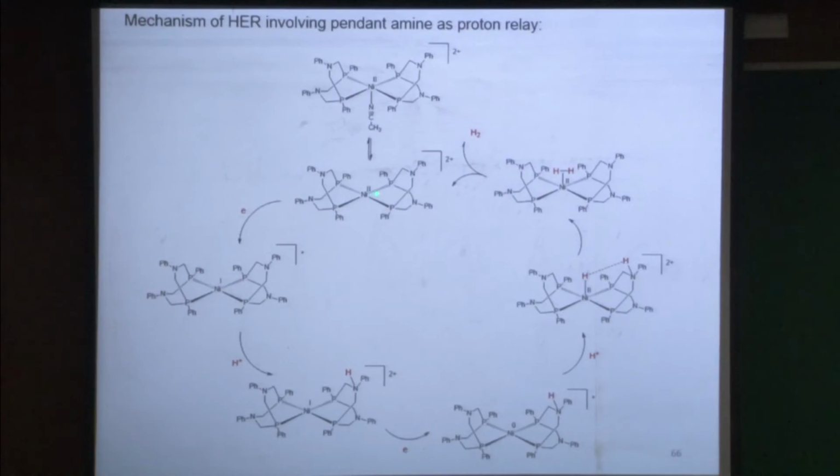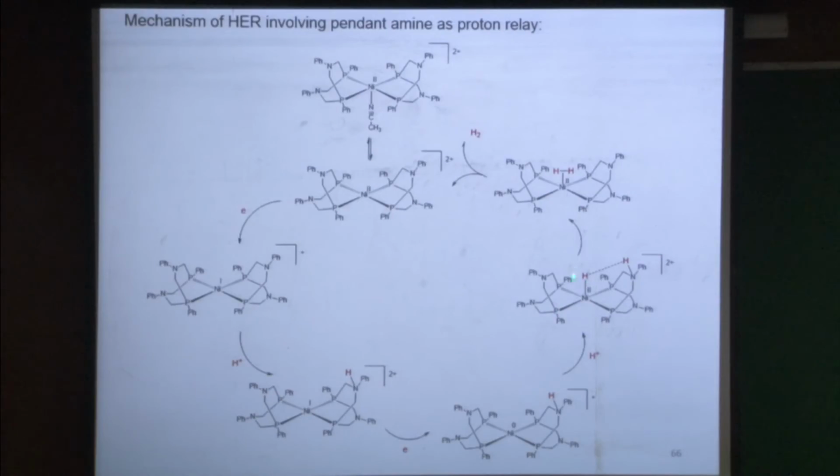No, sorry, nickel 2 to nickel 1. And then you protonate it. But it's proposed the proton goes to here because this is protonated. Now it's proposed then you reduce nickel 1 to nickel 0. Okay, so this is fine. Then it's proposed that this protonation of nickel 0 makes a nickel 2 hydride.